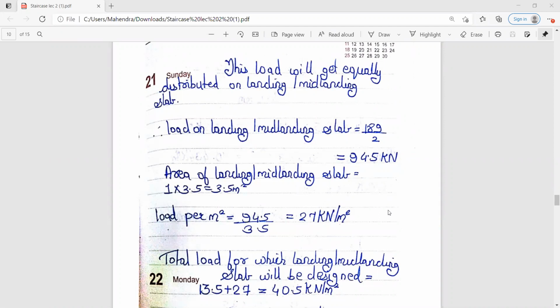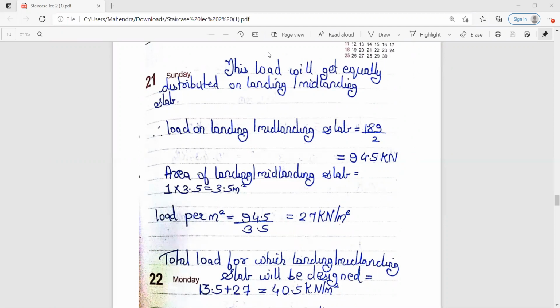The diagram you have drawn, see the diagram. The size of the landing and mid landing is 3.5 by 1. So you have to multiply the area, that is 1 into 3.5. You will get the area as 3.5 meter square. Then the load per meter square. Load on landing and mid landing that you have calculated, you got 94.5. So load upon area, you will get the load per meter square, which is 27 kilonewton per meter square.